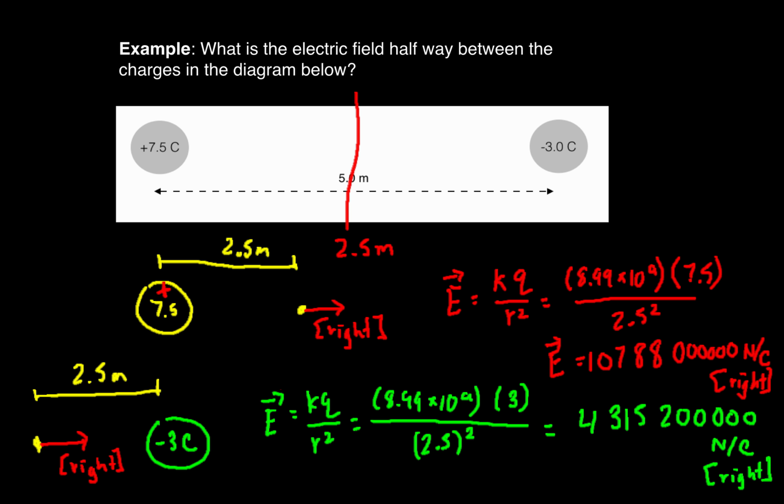Now we have two vectors, both pointing to the right, so to get the total magnitude, we would add these two vectors together. So the electric field total would be equal to the electric field of the 7.5 combined with the electric field of the negative 3. This means we add our two electric fields together because they're both going to the right, and this gives us 1.5 times 10 to the 9 newtons per coulomb to the right.